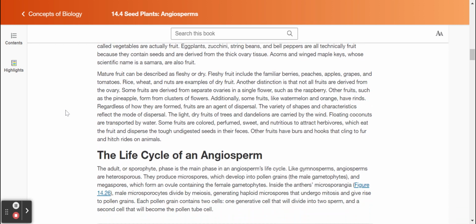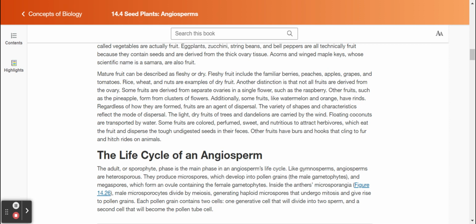Mature fruit can be described as fleshy or dry. Fleshy fruit includes the familiar berries, peaches, apples, grapes, and tomatoes. Rice, wheat, and nuts are examples of dry fruit. Another distinction is that not all fruits are derived from the ovary. Some fruits are derived from separate ovaries in a single flower, such as the raspberry. Other fruits, such as the pineapple, form from clusters of flowers. Additionally, some fruits, like watermelon and orange, have rinds.